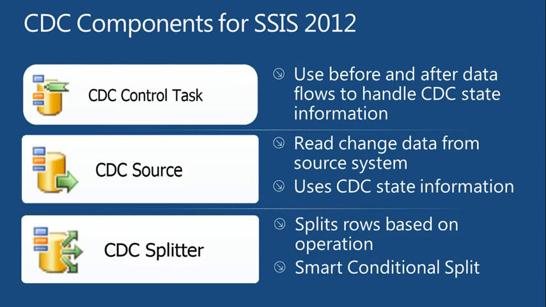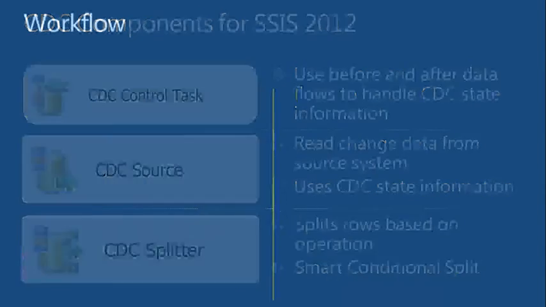Finally, there's a CDC splitter. The CDC splitter is like a smart conditional split. It's going to split rows based on whether the operation is an insert, an update, or a delete. You won't always use the CDC splitter transform. One time you don't use it is when you're doing all processing modes, right? Because when you start splitting rows down multiple paths, you can't guarantee their order anymore. Just keep that in mind.